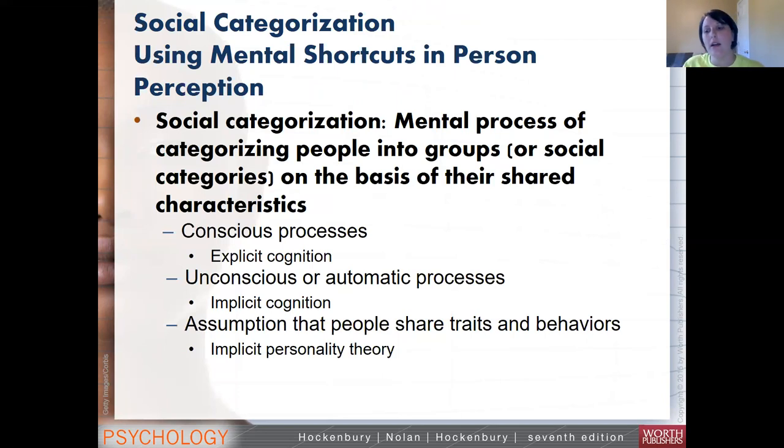Now, the idea that we all, and other people that are categorized, share traits, share behaviors. The idea behind this is called implicit personality theory. And that is that there are certain groups of people that share these characteristics, and that's sort of how we learn to form impressions and associations of people as we develop.